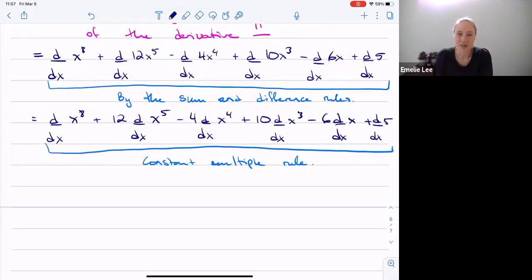Now I'm going to use the power rule to just bring these powers down, remembering to decrease each power by 1.